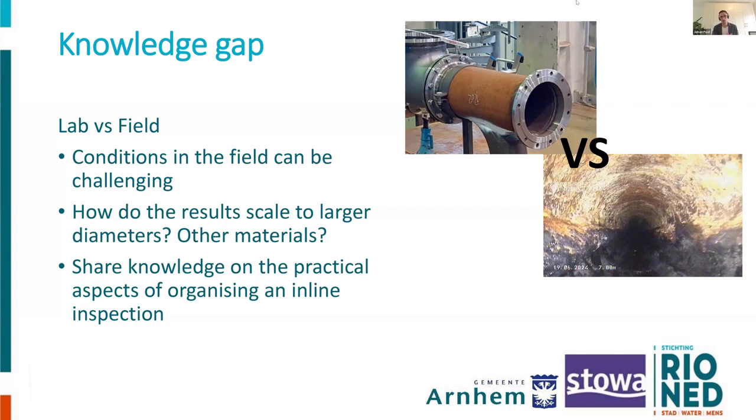And the other thing that we also wanted to know is, now every water board or municipality is more or less experimenting by themselves with these inline inspections. It was quite interesting to see what the practical aspects are. What do you need to do as a sewer manager to organize an inline inspection? And can we share some knowledge on that so that you get more realistic cost estimations and you're better prepared in case something goes wrong? So that was more or less the context of this project. Can I get the next one, Tom?